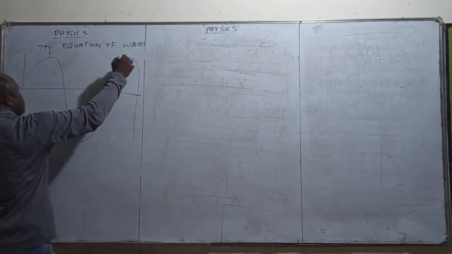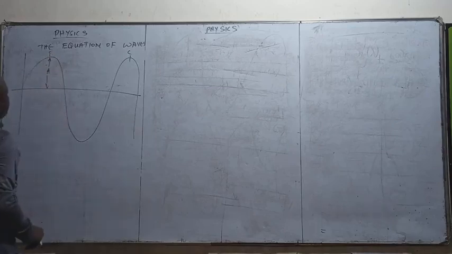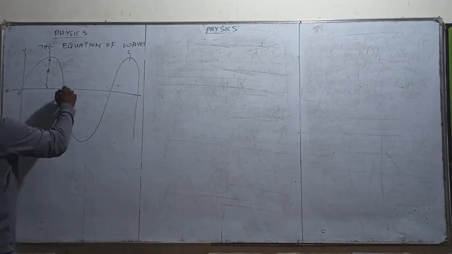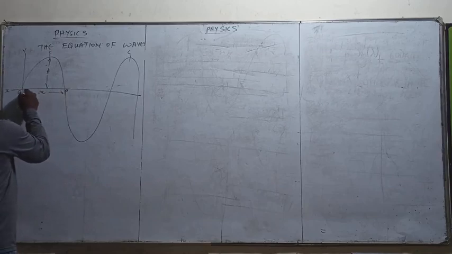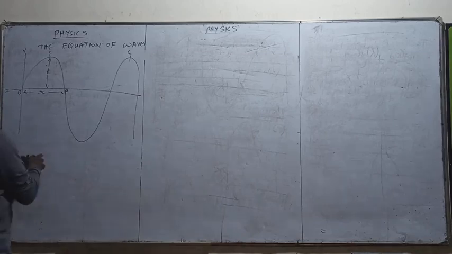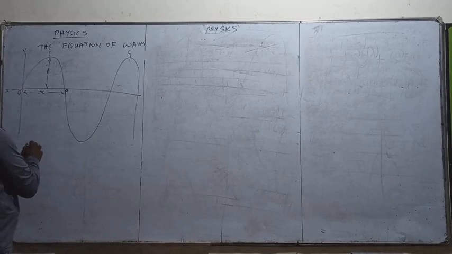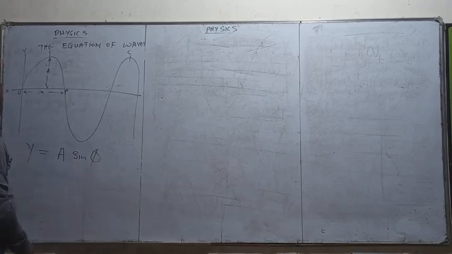Here we have our crest. We have our amplitude. Then remember that this is the x direction, this is the y direction. Now, if a particle starts from 0 and ends at P, given that the particle makes x distance. For such a wave profile, we can write an equation for the wave. We can say generally that y is equal to A sine psi.